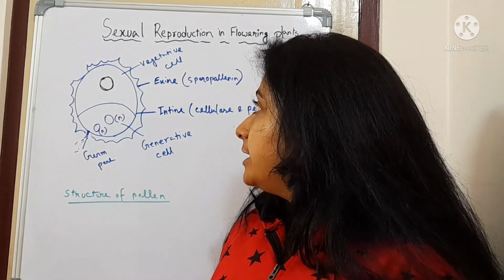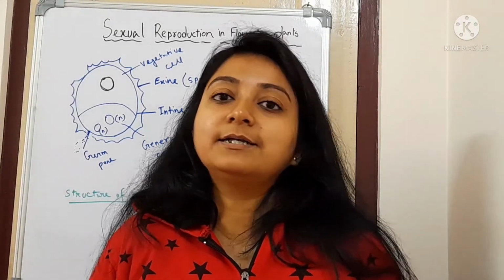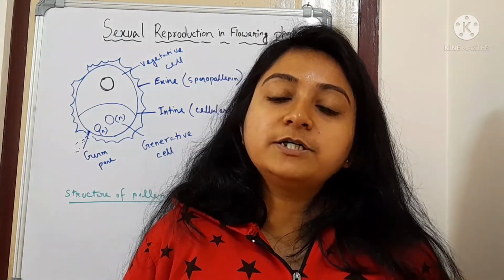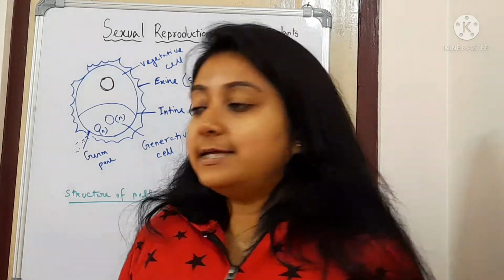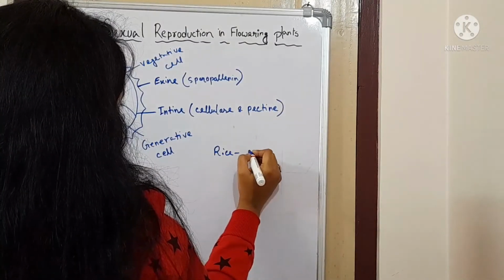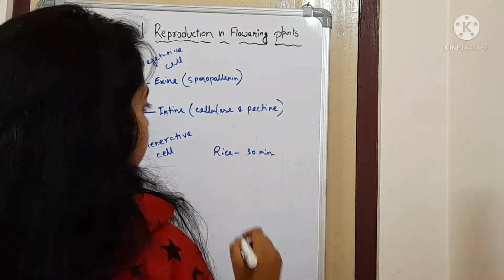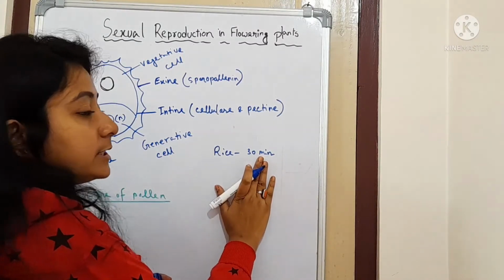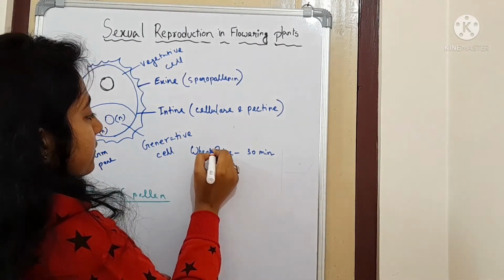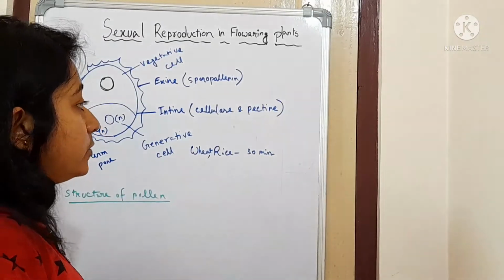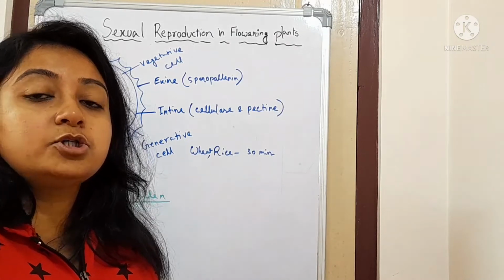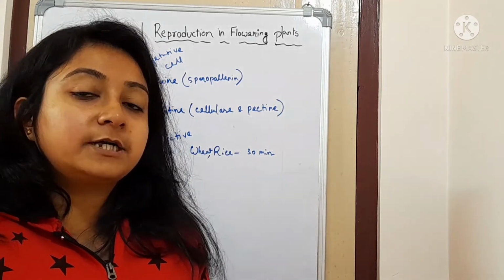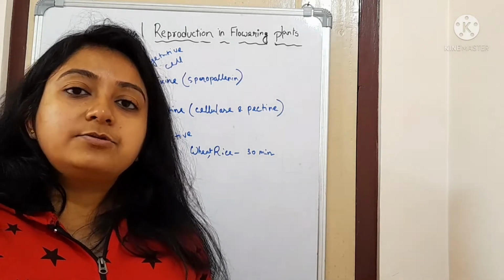Okay, so one more term is very important, that is viability. That is, for how much time these pollen grains will remain viable. That also differs from species to species. In rice and wheat, we find that only within 30 minutes just after dehiscence of the anther, they will remain viable for only about 30 minutes. But in a few other plants, they can remain viable for 1 hour, or 1 to 2 days. And in a few cases, they can remain fertile or viable for 2 days, 3 days, like that.